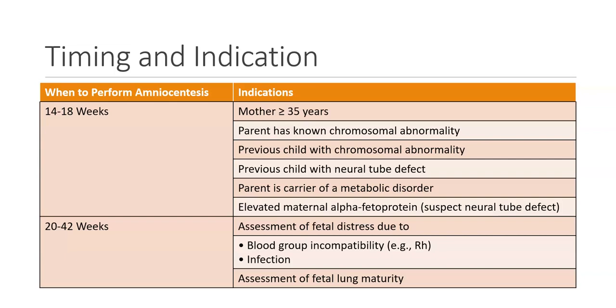After that, 20 to 42 weeks, assessment of fetal distress due to blood group incompatibility or infection are done, and the assessment of fetal lung maturity. I want you to know when these are performed and the indications.